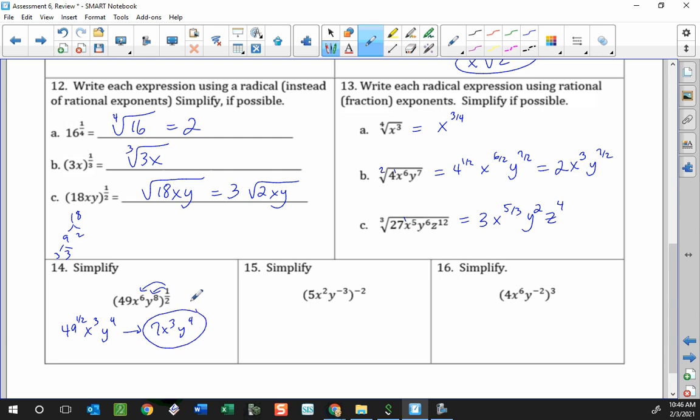Right, and then number 15, everything has a negative exponent here, so why don't we do this? There's a couple of different ways to do this. I could go ahead and give this negative exponent to everything, so I'll do it one way. This would be 5 to the negative 2, x to the, remember, 2 times negative 2 is negative 4, and this would be turned into positive 6. So when I'm done, I would put these guys on the bottom. I would put 5 squared on the bottom, x to the 4th on the bottom, and leave y to the 6th up top. So when I'm done, I would get y to the 6th over 25x to the 4th.